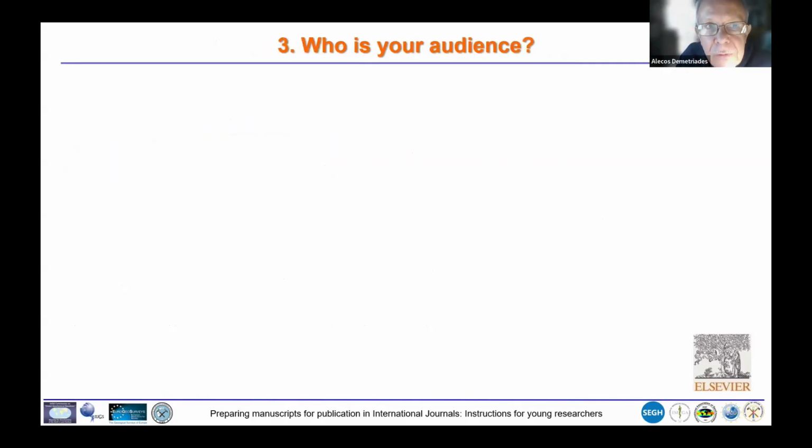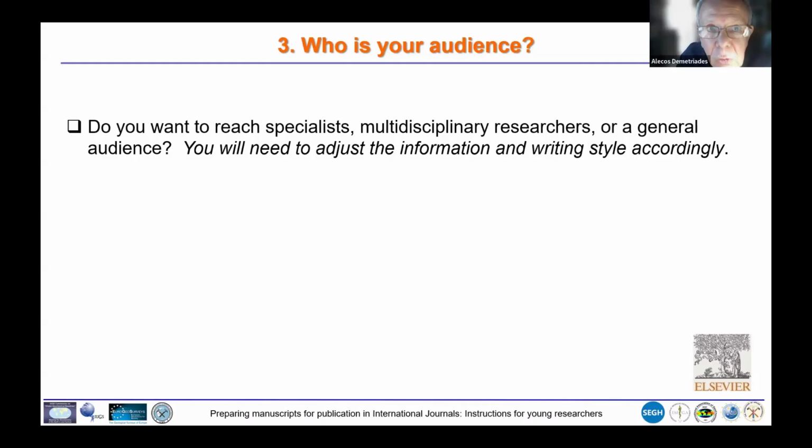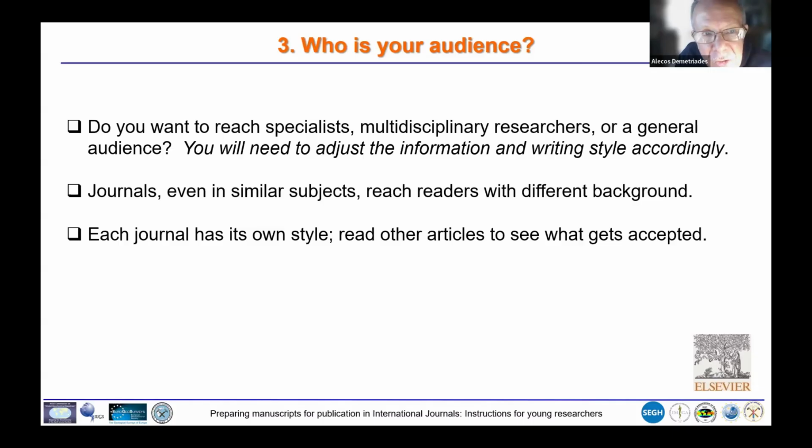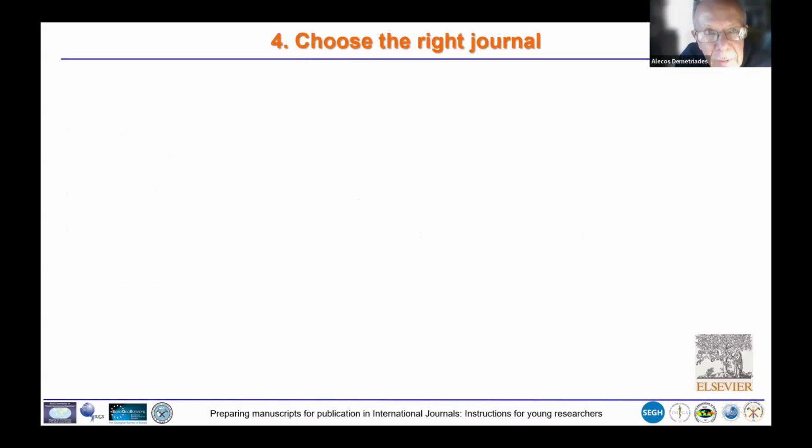Who is your audience? This is important. Do you want to reach specialists, multidisciplinary researchers, or a general audience? You will need to adjust the information and writing style accordingly. Journals, even in similar subjects, reach readers with different backgrounds. Each journal has its own style. Read other articles to see what gets accepted. Is the readership worldwide or local?